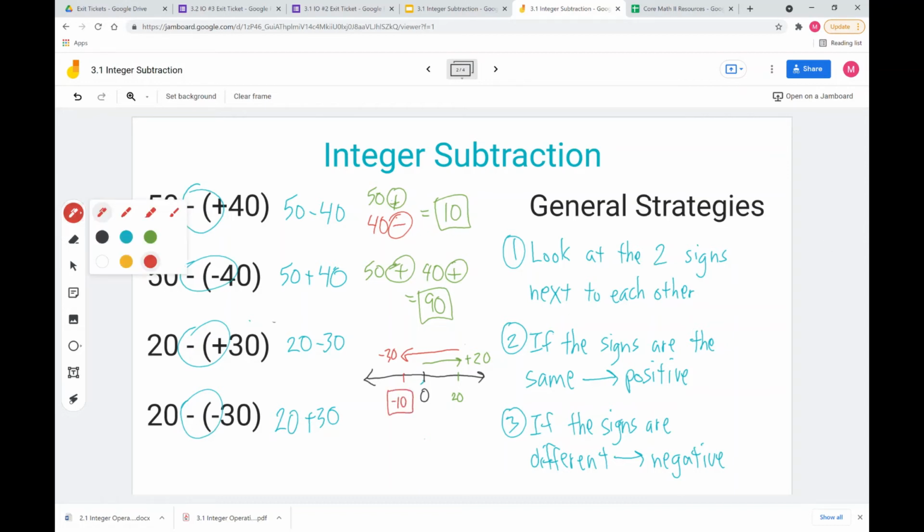And then for 20 plus 30, on a number line, we start at positive 20. Start at 0 and go to positive 20. And now we're at 20. And then add 30 more. And now we're at 50.